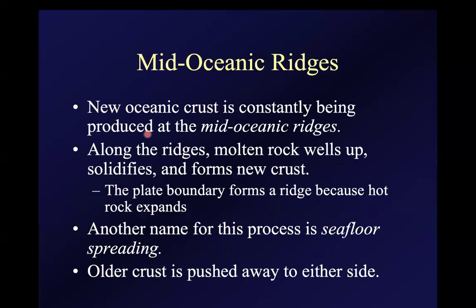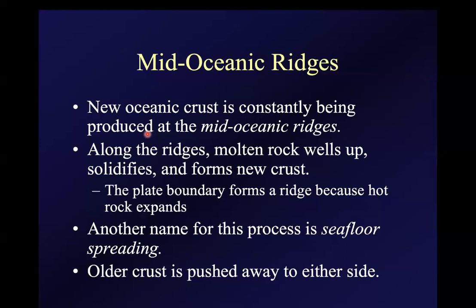Mid-oceanic ridges are places where continents are moving apart, and along a mid-oceanic ridge, new oceanic crust is constantly being made. One of the big findings of plate tectonics is that oceanic crust is constantly being destroyed and constantly being created. It has not always been there since the origin of the Earth. Over a really long time span, it's constantly being recycled. And new oceanic crust is being produced at mid-oceanic ridges.